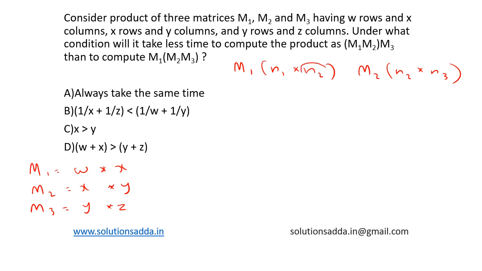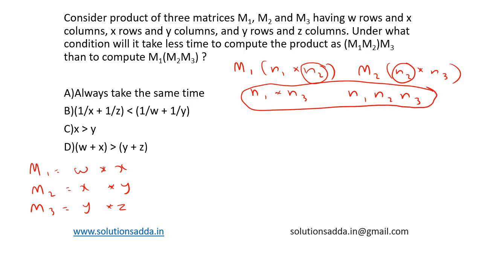Then the columns of the first matrix and the rows of the second matrix should be the same to have matrix multiplication, and the product matrix would be of dimension N1 cross N3, and the total number of multiplications would be N1 times N2 times N3. Remember these two points. Now our first task is to calculate M1 M2, followed by M3. We know that M1 and M2 have dimensions W X and X Y.